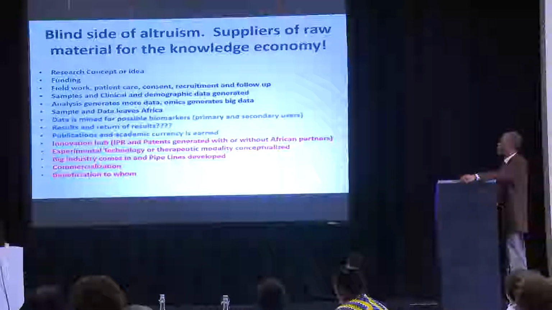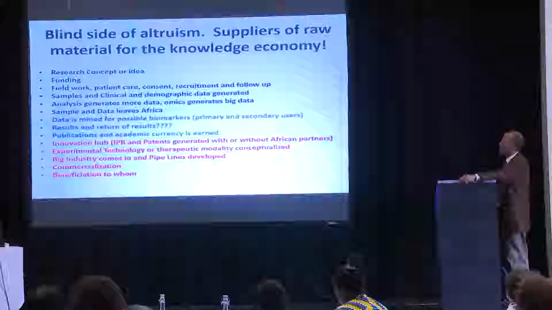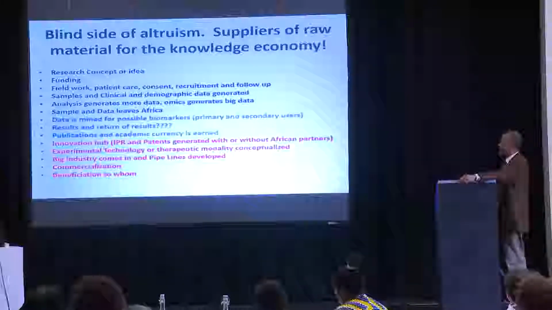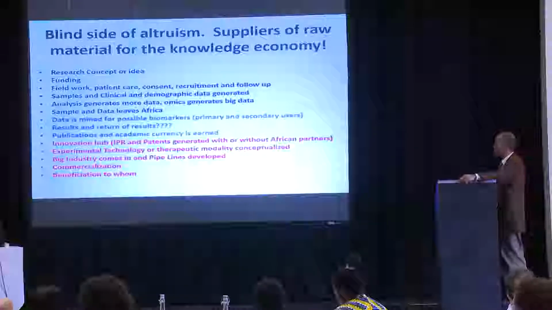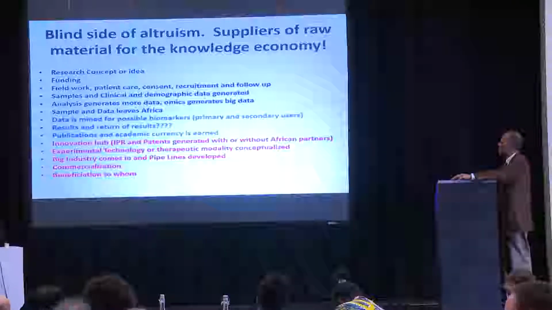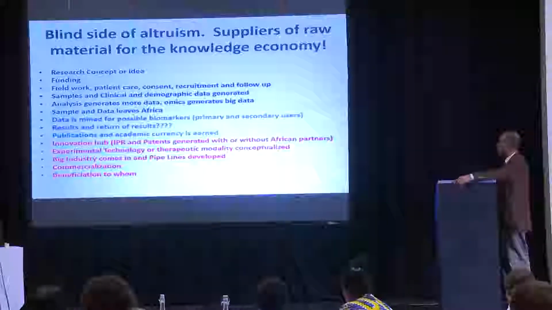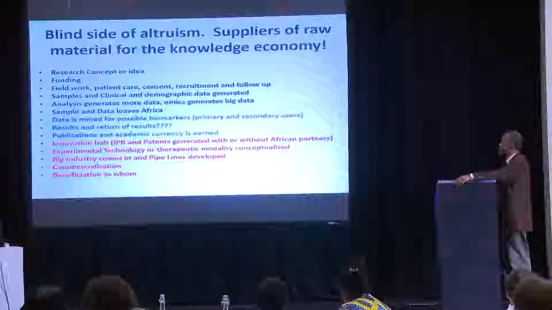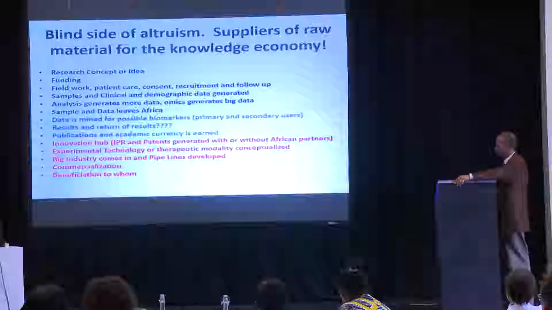So let's look at the blind side of this altruism debate. When you're involved in a research project, you have the idea, perhaps say somewhere in Africa. You seek funding. You go out, you get your funding, you do your field work, your patient care, your consent, your recruitment and follow-up, you manage your patients. Samples and clinical information are generated. Analysis takes place. It goes through nowadays genomic analysis, and sample and data start to leave Africa. Now, at this point, we start to lose control.